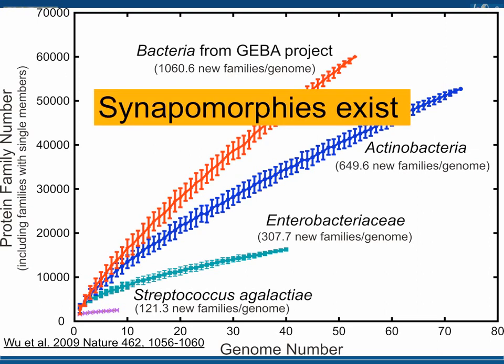For you non-microbial people, there's a common term for what we think we're observing here, which is called synapomorphies: shared derived traits, like hair in mammals. We think that bacteria and archaea, one lineage of bacteria or archaea, share derived traits with each other, even with lateral gene transfer occurring.